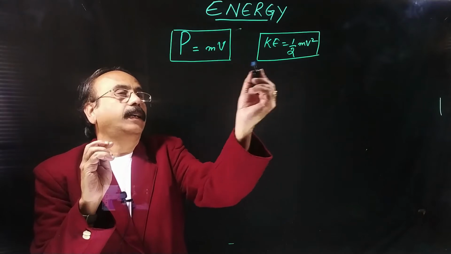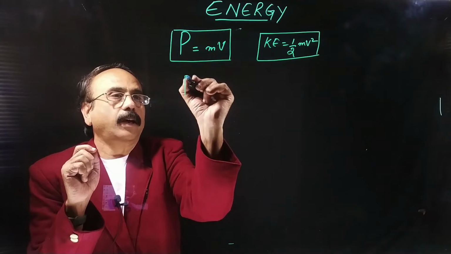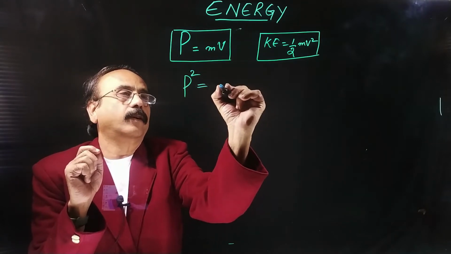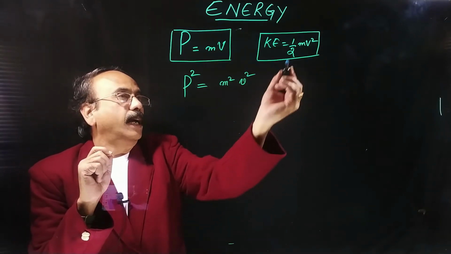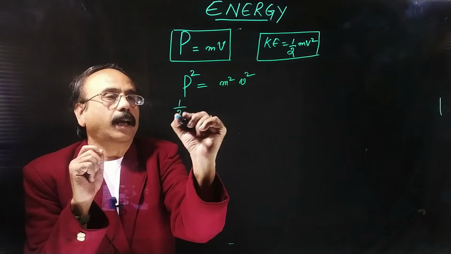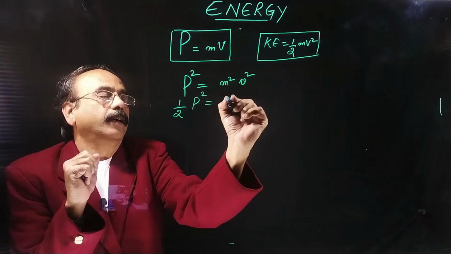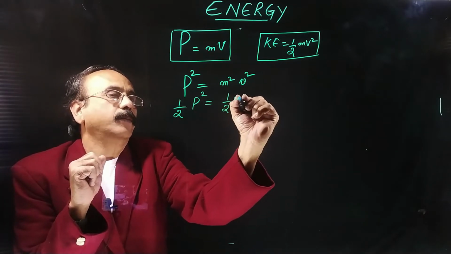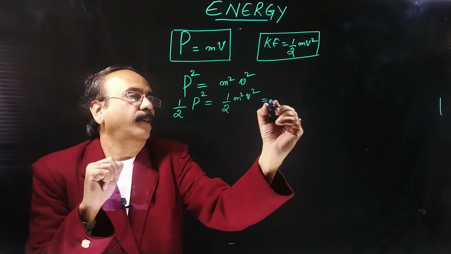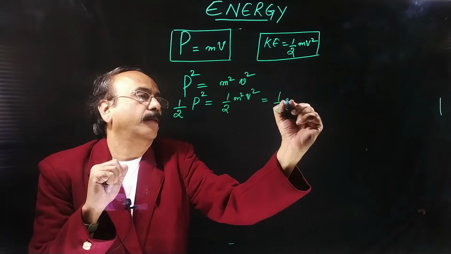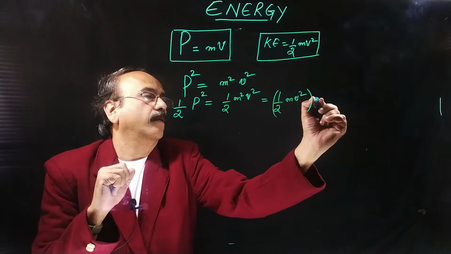So if we want to write momentum in terms of kinetic energy, we have to square it. So let's square: P square is equal to m square v square. Now as half is here, we multiply both sides by half. So half P square is equal to half m square v square, which I can conveniently write as half mv square times mass.